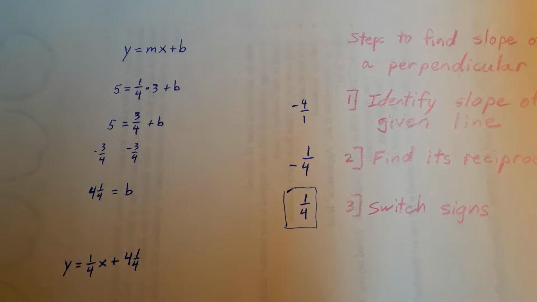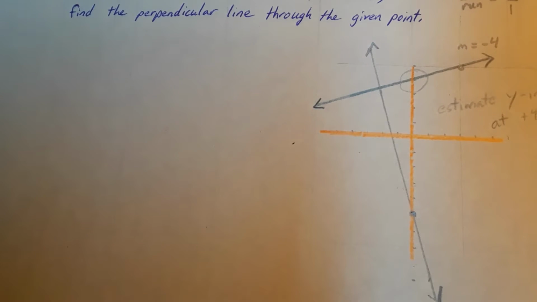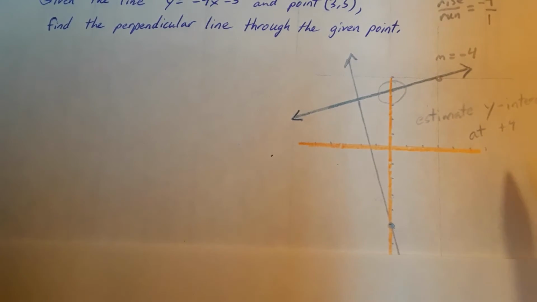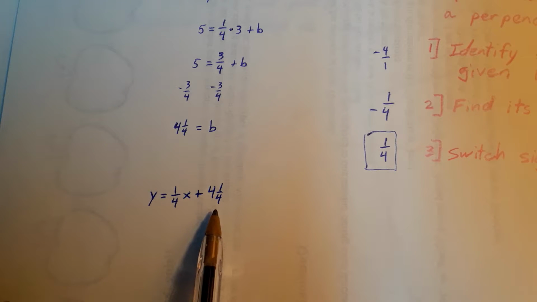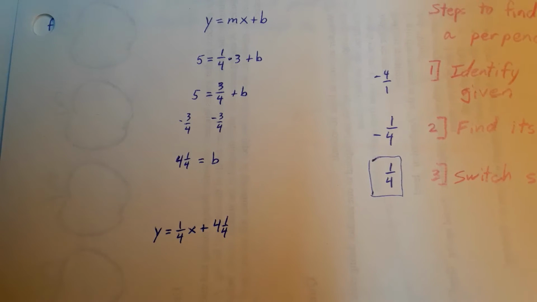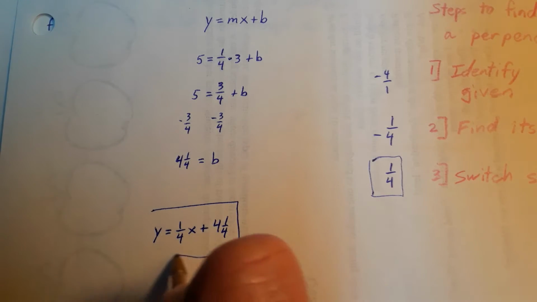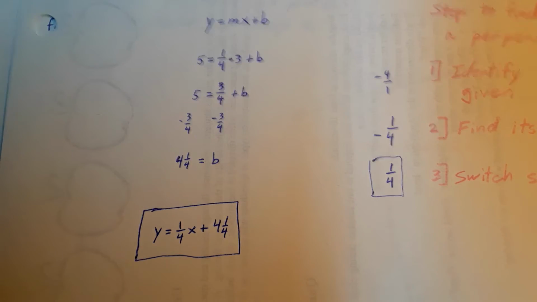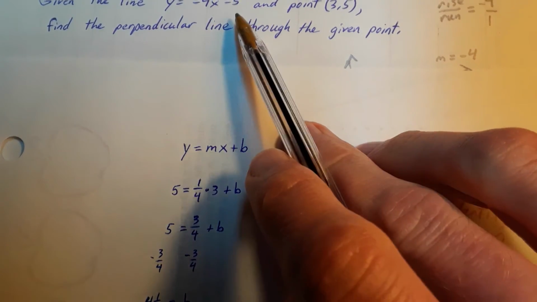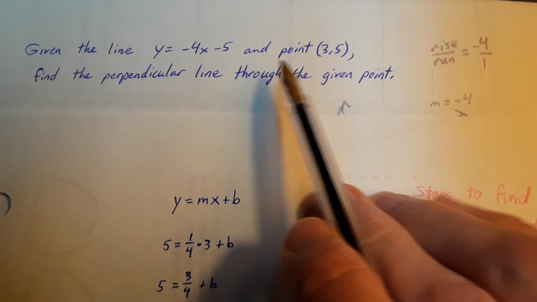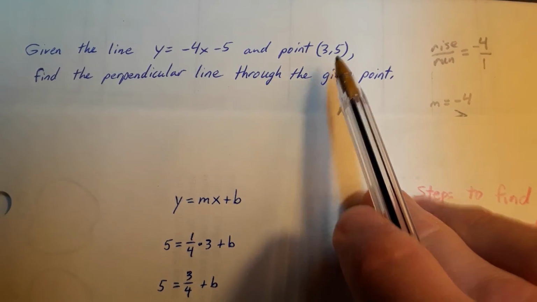And if we recall, my estimated y-intercept when I had graphed this was at +4. My actual calculated y-intercept is 4 1/4, so that's pretty close. And I'm going to say that this is our final answer. This line is perpendicular to the original given line that we had up here, and it runs through this point 3,5.